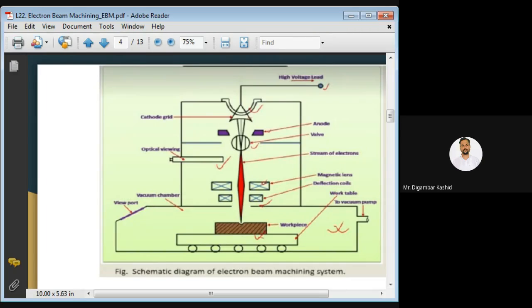Now, whatever molten material is redeposited on the workpiece surface, that layer formed by the molten material is called the recast layer. So that recast layer is deposited on the workpiece surface. This recast layer can be reduced by this chemical backing material.